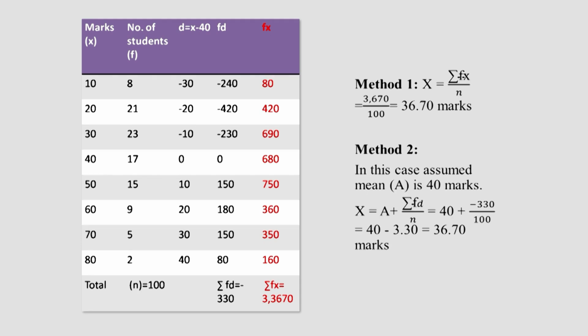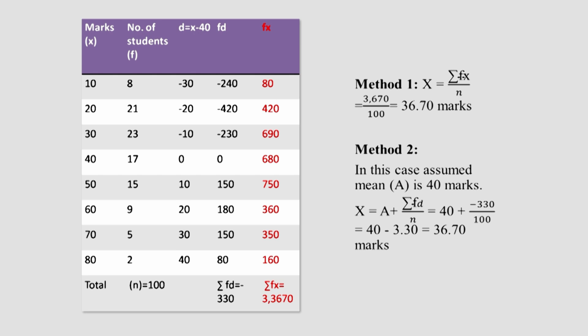So it is the same data set, and we are using a different method. The values of x are given as 10, 20, 30, 40, 50, 60, 70 and 80. The number of observations are the same because the data set is the same: 8, 21, 23, 17, 15, 9, 5 and 2 respectively. The total number of observations is 100. Now, in this case, we try to take an assumed mean. We assume that this would be the mean.